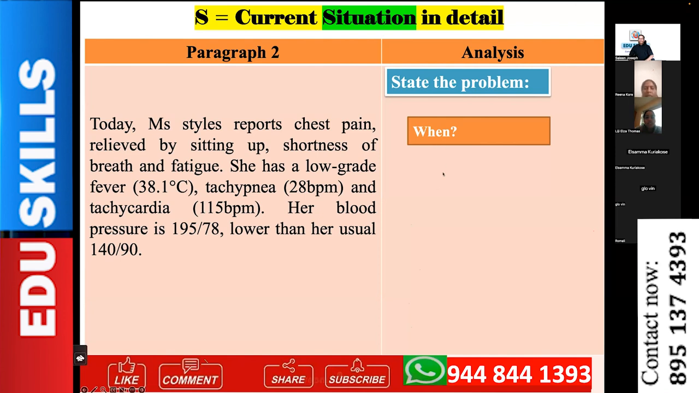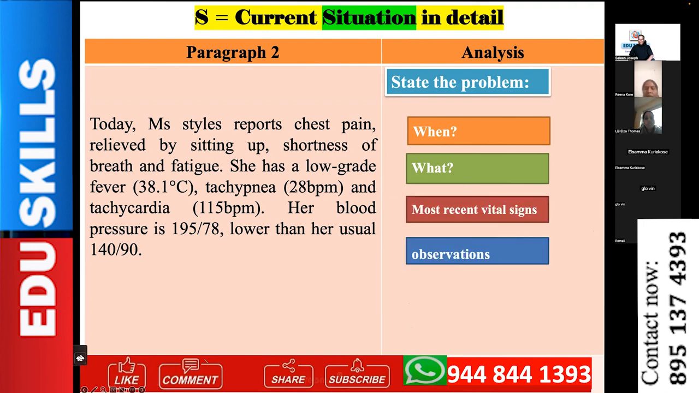See, state the problem. What is the analysis of this paragraph? When did it happen? Today. What happened? Ms. Styles reports chest pain relieved by sitting up, shortness of breath and fatigue. That's what happened. And most recent vital signs: she has a low-grade fever, tachypnea, and tachycardia, all those vital signs. Observations: her blood pressure is lower than normal. That's your observation. See, the paragraph has a structure. And this observation is very, very important. Sometimes you just mention her blood pressure is so-and-so, 125/78. No, you have to mention it is lower than her usual 140/90. That's very important. Then only you get a clear picture of her situation, right? So that is very, very important.